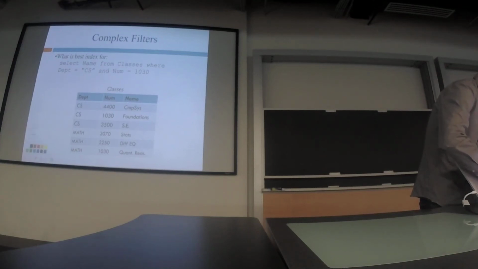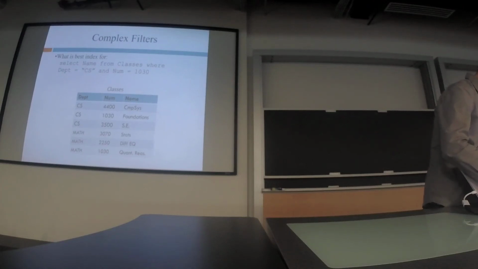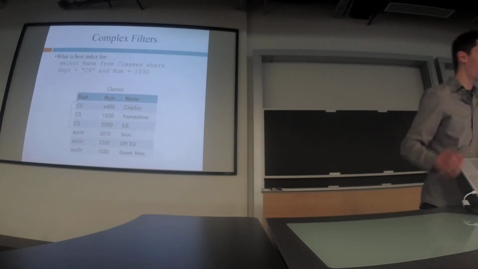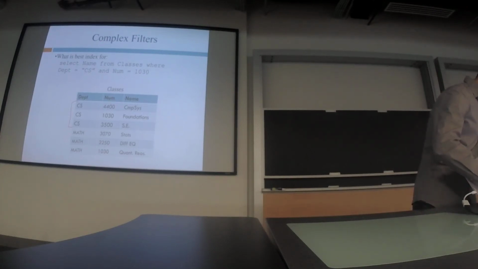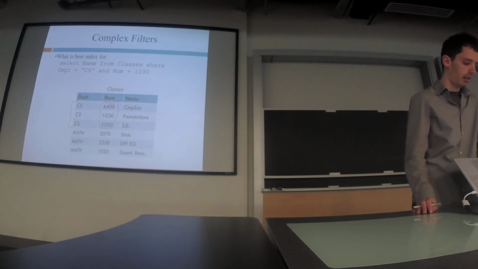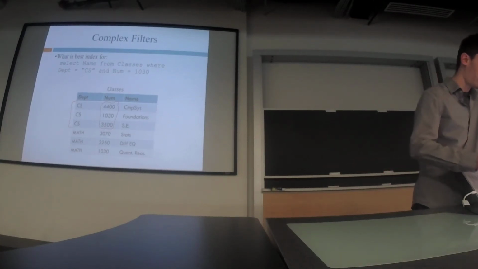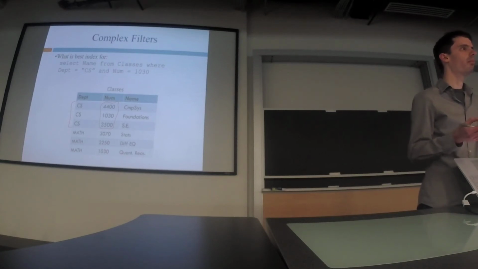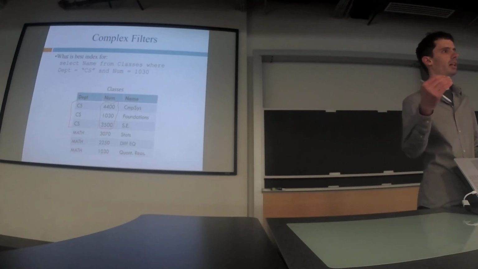So if I have one index on department, I can quickly find all of the CS rows in here. But then I have a whole bunch of numbers that I have to look through, and I have to just look through all of them to compare to 1030. Having another index on num, even though I could quickly find the 1030, I could not quickly find the 1030 that is also the CS.